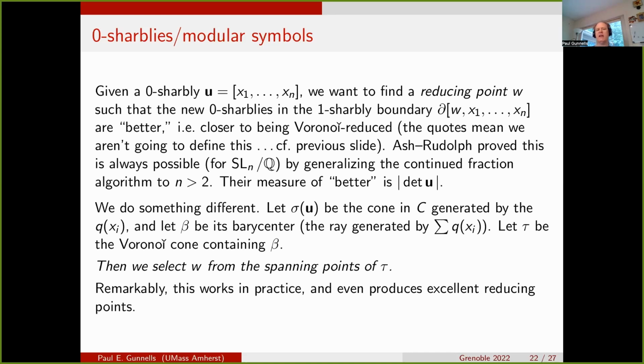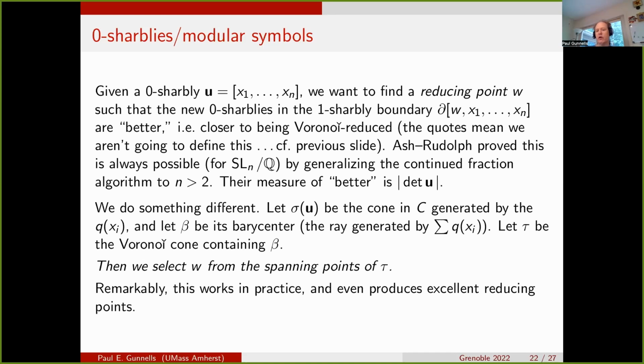I take my zero Sharpley, I realize it inside the cone of quadratic forms. I have a distinguished ray inside that resulting cone. And I use the Voronoi reduction theory to determine the top dimensional cone or proper cone face of such a thing that contains that. That's unique. It's uniquely determined. And then that Voronoi cone has some spanning points. I take W from that. Okay.